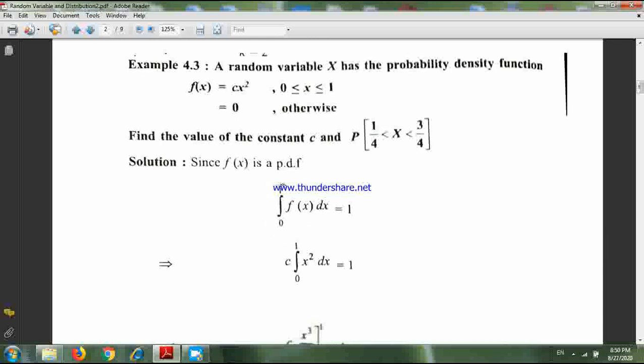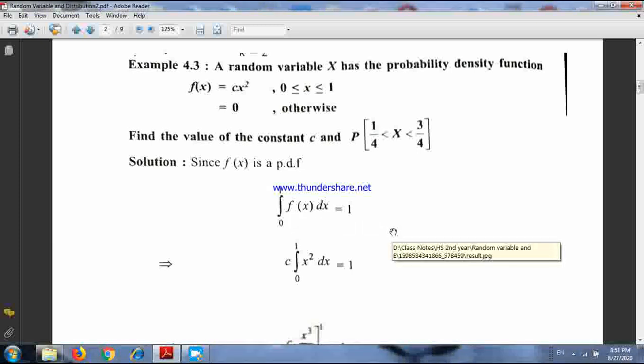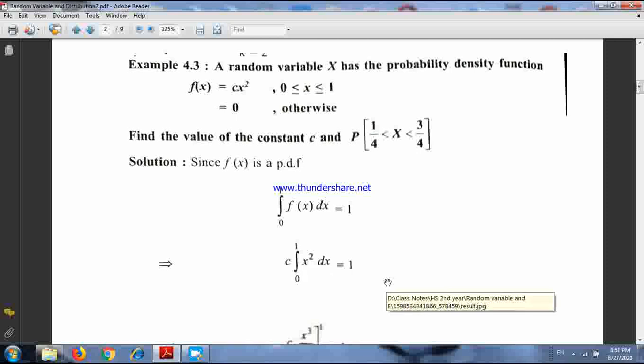Integration minus infinity to plus infinity f(x) dx equals 1. Then you break up the integral: minus infinity to 0 f(x) dx plus integration 0 to 1 f(x) dx plus integration 1 to infinity f(x) dx. Now see, in the interval minus infinity to 0, the value of f(x) is 0, in the range 0 to 1 the value of f(x) is cx square, and then again in the interval 1 to infinity the value of the function is 0. So they have written directly integration 0 to 1 f(x) dx equals 1. Fine.